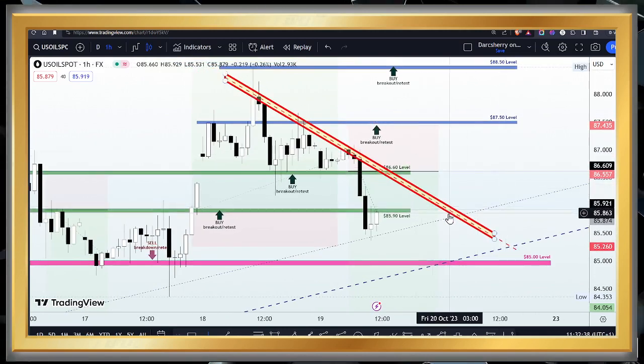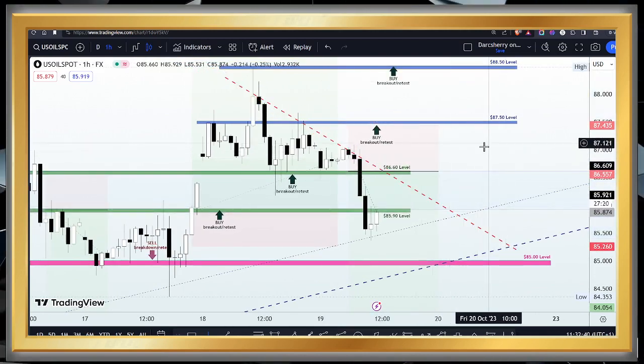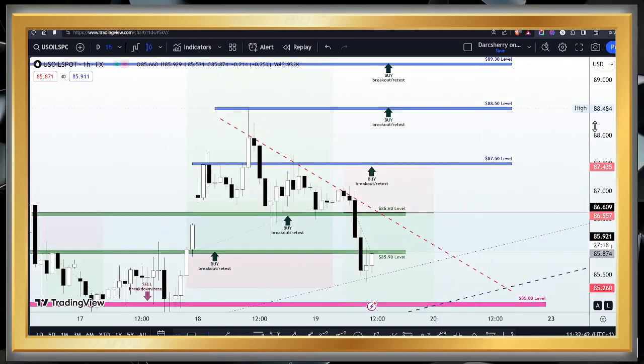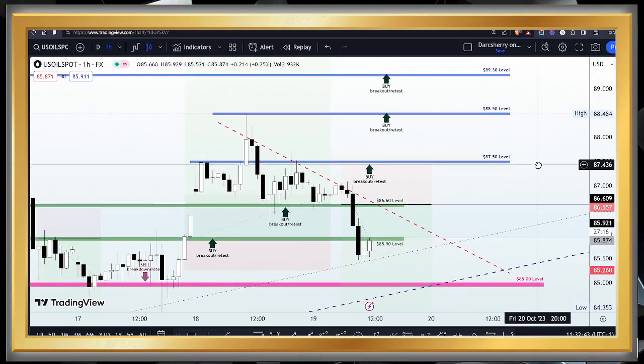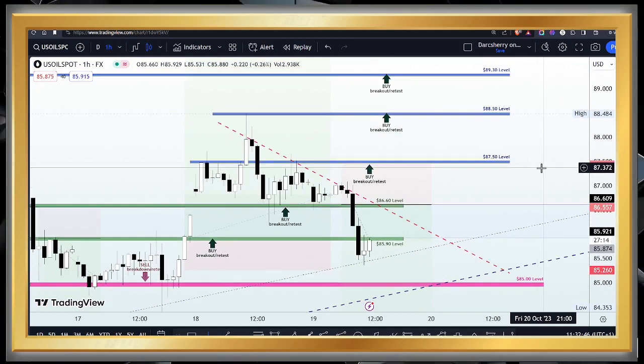So we do want to be marking out these levels and trend lines on our chart, as we will be needing them as a reference point to guide our independent trading decisions for today.